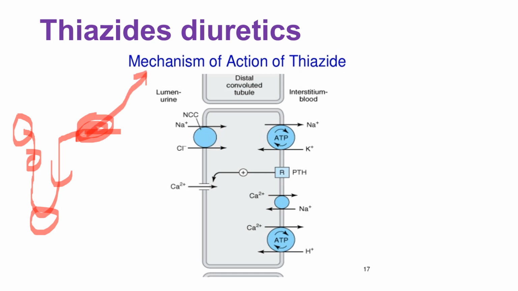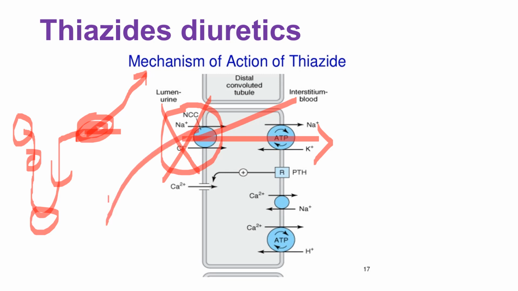Fine. So what happens is, in distal convoluted tube, the sodium and chloride has to be absorbed and sent over to the blood. This is normal, fine. But what happens in the diuretics, thiazide diuretics, this sodium and chloride is not absorbed into the blood and it's being excreted. See, excreted. This is the mechanism in the distal convoluted tube by the thiazide diuretics.